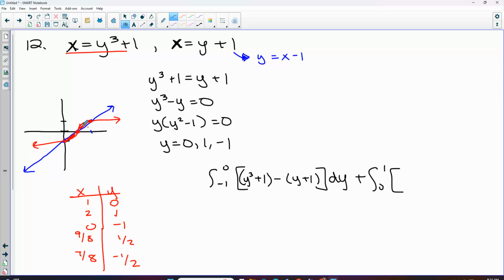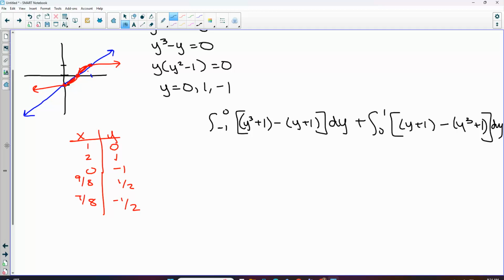For the next piece, the right curve is the line, y plus 1, minus my cube. So if you're working in terms of y, it's right minus left. Is everybody okay with that setup? That is the hardest part. Personally, I would combine my terms before I integrated, so we get y cubed, my 1's cancel, minus y. This one will be y minus y cubed.